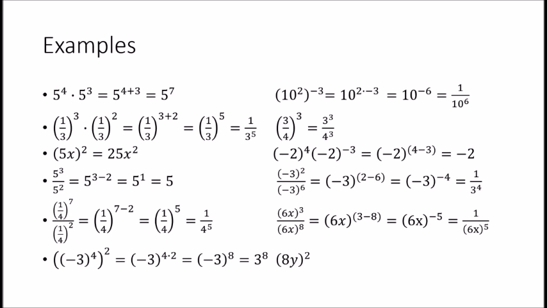Here we have the base value 6x raised to 3 minus 8, or to the -5th. And we can rewrite that as a fraction, 1 over 6x to the 5th. And finally, we have 8y squared. We will distribute the squared into the parentheses to get 64y squared.